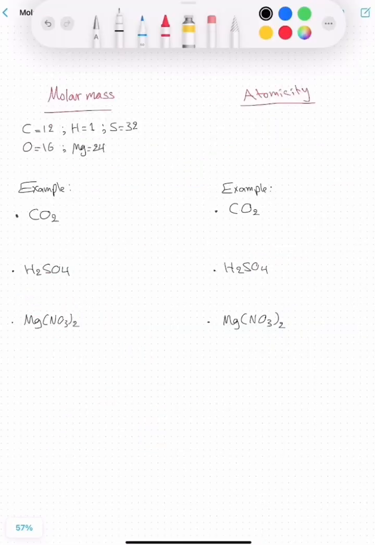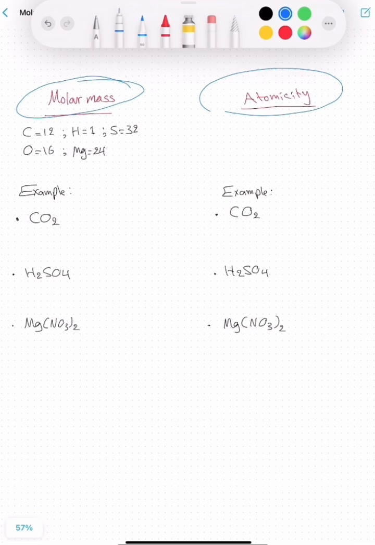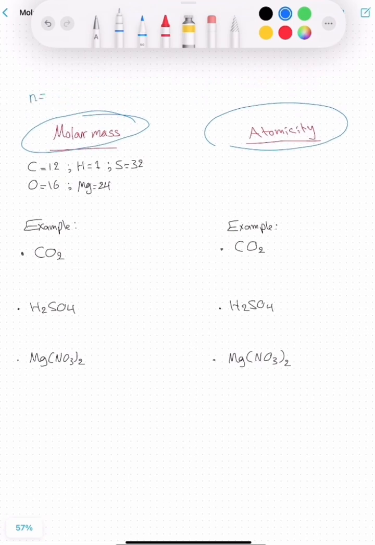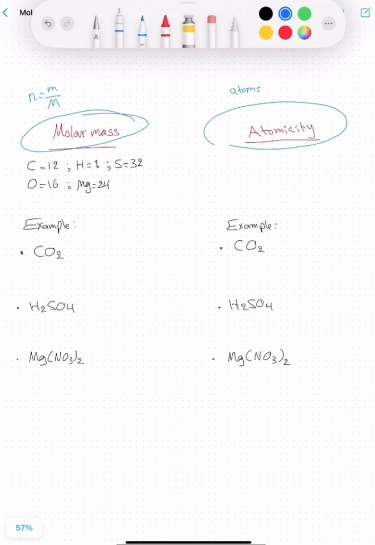Some students get confused between the molar mass and the atomicity. What's the difference between them? How do you calculate each one of them? And when do you need each one of them? Molar mass, you need it to calculate number of moles, because you know number of moles is equal to mass over molar mass. For atomicity, you need it to calculate the number of atoms. For molar mass, you need the atomic masses of each element in order to calculate. For atomicity, you do not need the atomic masses.